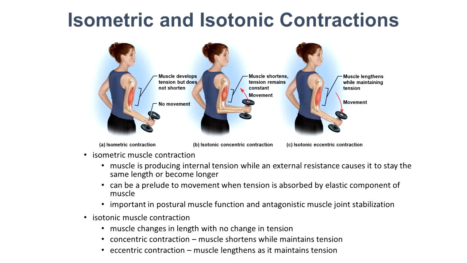There are also different types of contractions in the sense of what your muscle is doing. So we have isometric and isotonic contractions. An isometric muscle contraction is when a muscle is producing internal tension while an external resistance causes it to stay the same length or become longer.